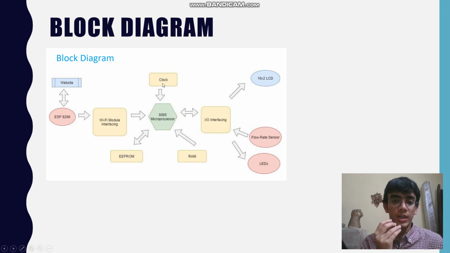There's a clock which keeps in sync all the components of this system, and there's this ESP8266 Wi-Fi module interfacing device which connects the 8085 microprocessor to the website. Here, this Wi-Fi module updates the website with all the relevant information.